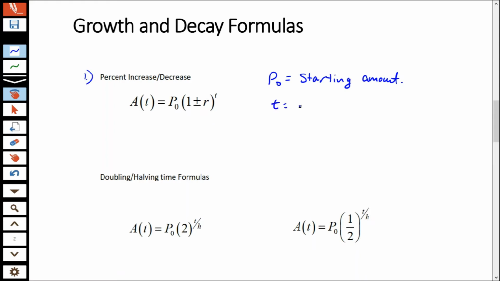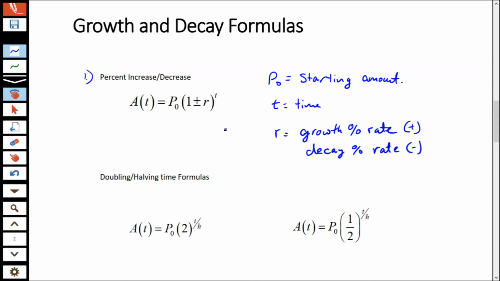T still represents time. And R is going to be our growth percent. Sometimes they call it a growth rate. That's, of course, if it's the positive version. We're adding on, 1 plus R would be growth. And, of course, a decay where you're decreasing some percent would be if that value there is negative, where you do 1 minus the percent, and so on.